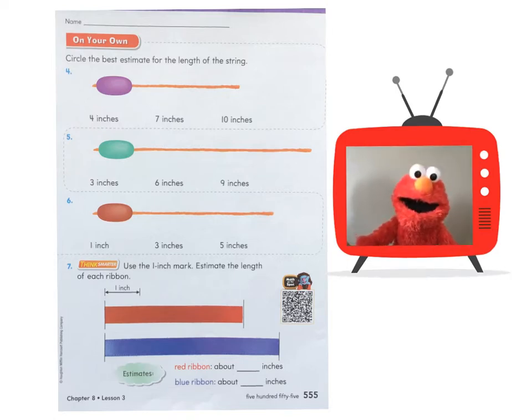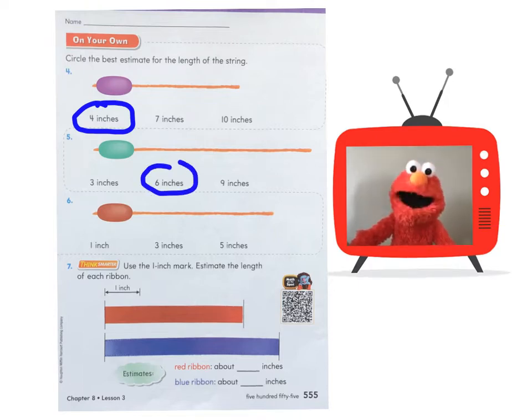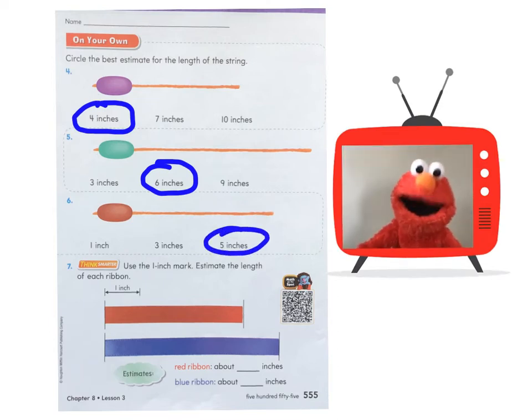For number 4, did you say 4 inches? Good job. Number 5, I hope you said 6 inches. And for number 6, I hope you said 5 inches. Now let's check number 7.